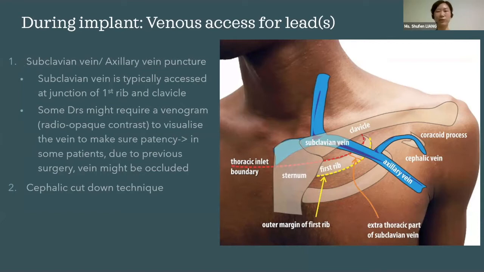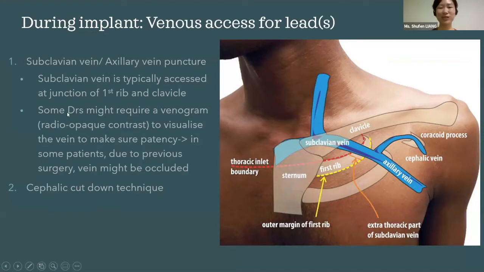And there are a few ways for puncture. You can puncture the subclavian vein or the axillary vein. And I'm not sure now if anybody still does the cephalic cut down technique. Previously, we had a few doctors who did. It takes a longer time, which I'm not sure why. Maybe the doctors can explain later. But now mainly all our doctors do the subclavian vein puncture.